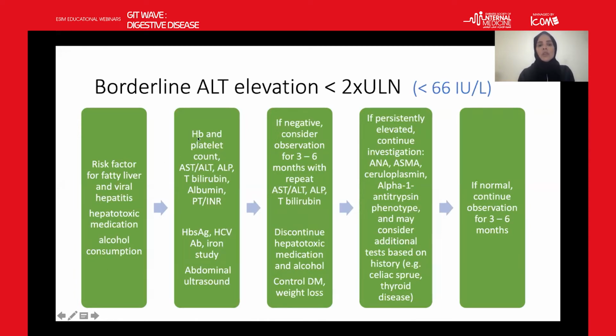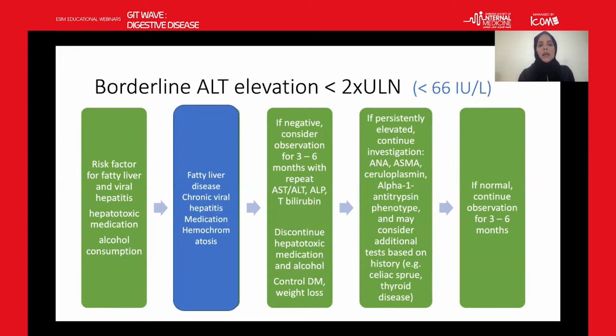So you will order FBC to look at hemoglobin and platelet level, the liver chemistry and liver function, and you order the virology screening for hepatitis B and hepatitis C, also an iron study, because hemochromatosis could have the same borderline abnormality, and abdominal ultrasound. And this is exactly what we said we are looking for.